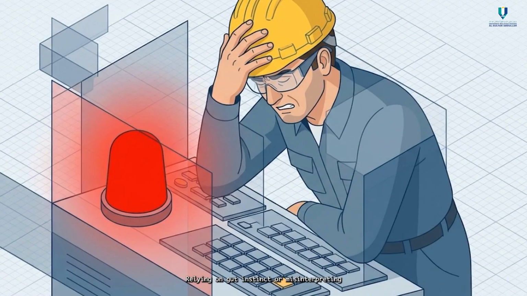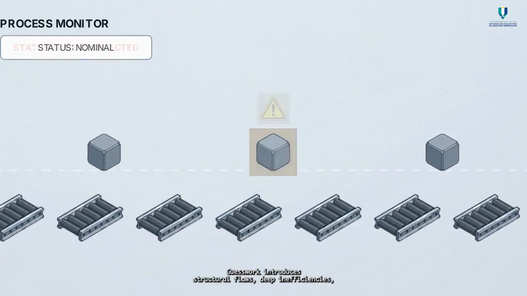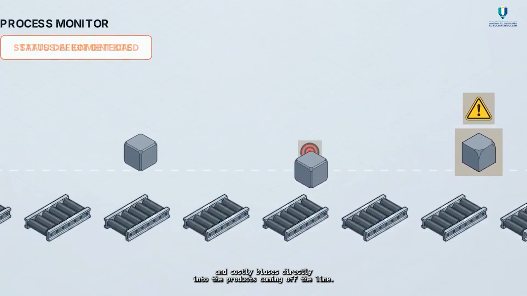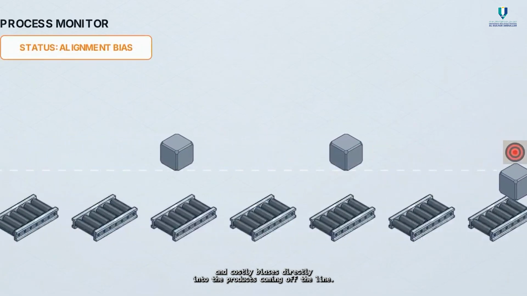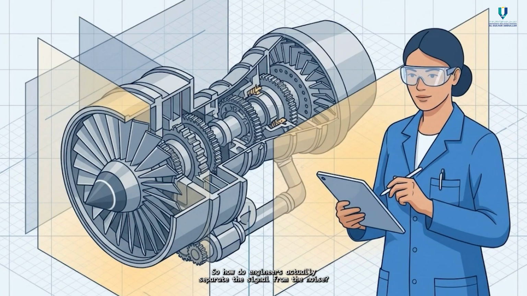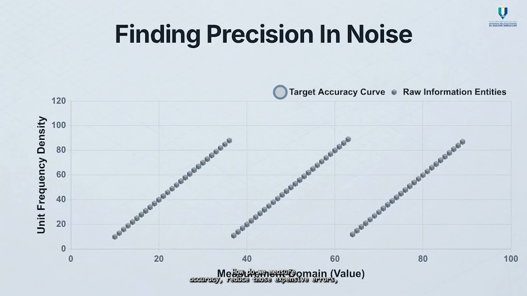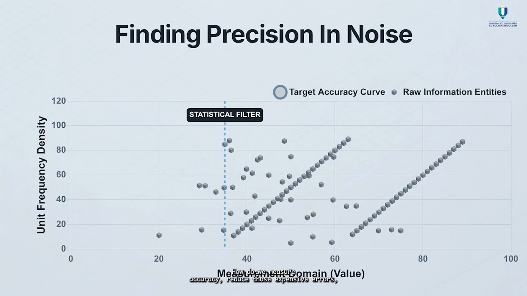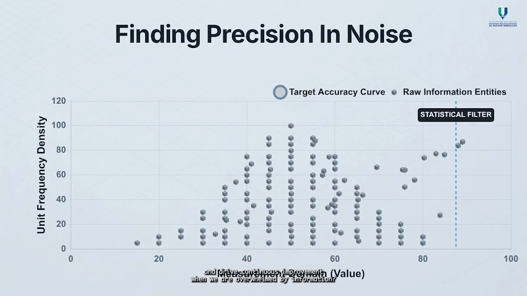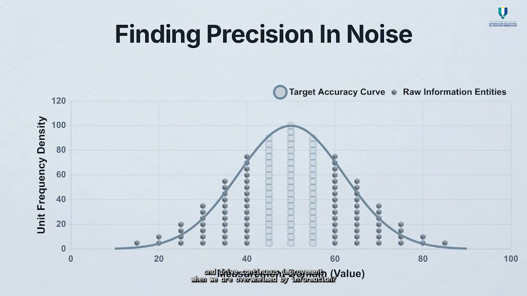Relying on gut instinct or misinterpreting that noise has severe physical consequences. Guesswork introduces structural flaws, deep inefficiencies, and costly biases directly into the products coming off the line. So how do engineers actually separate the signal from the noise? How do we measure accuracy, reduce those expensive errors, and drive continuous improvement when we are overwhelmed by information?